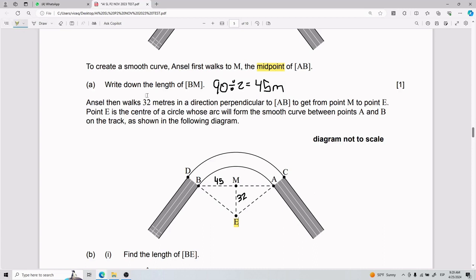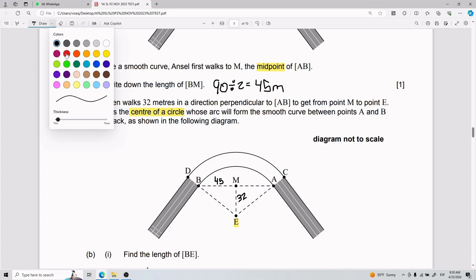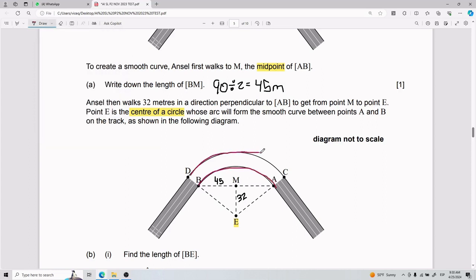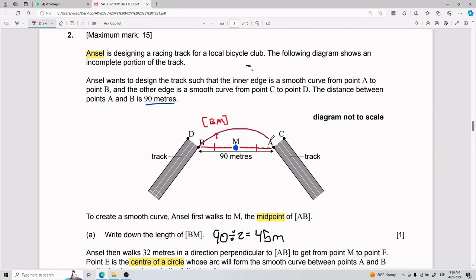Point E, they also tell us, is the center of a circle whose arc will form the smooth curve between points A and B on the track, as shown in the following diagram. So these lines that I'm now putting in, in purple, from here to here and here to here, is sort of what I drew earlier, okay? And what the problem is telling you is that, to generate this arc, technically this comes from a full circle, mathematically. And the center of that circle is right here on point E.